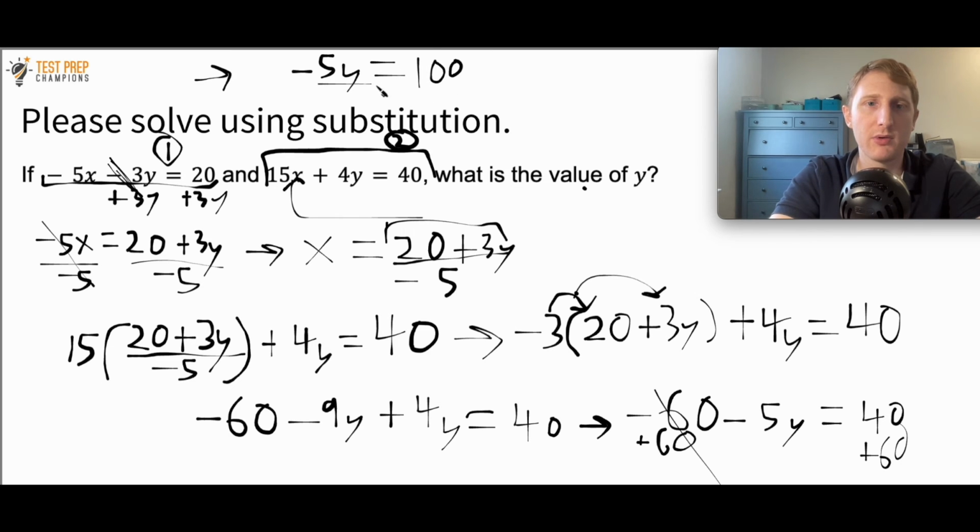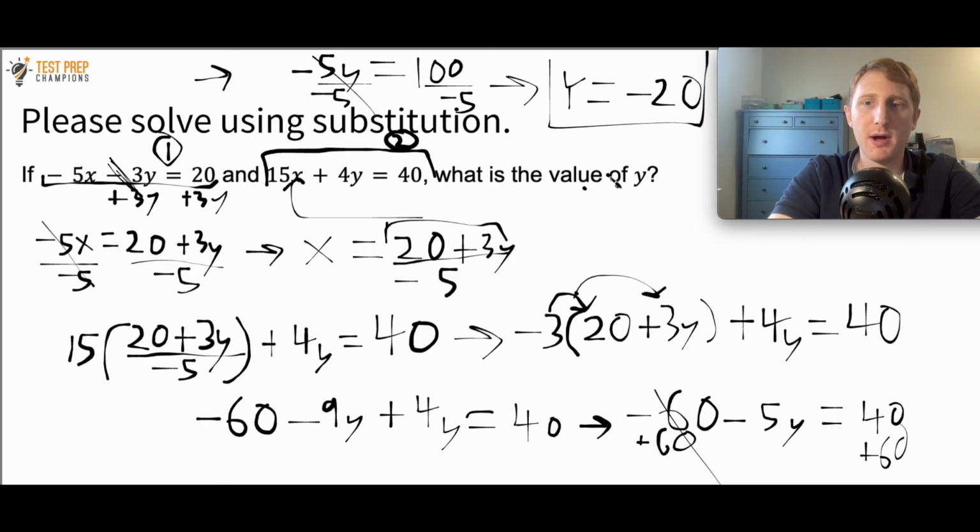The last step here would be to divide by negative 5 on both sides. When I divide by negative 5 on both sides, what I'll see is that y equals negative 20. So when all is said and done, the correct answer here is negative 20.